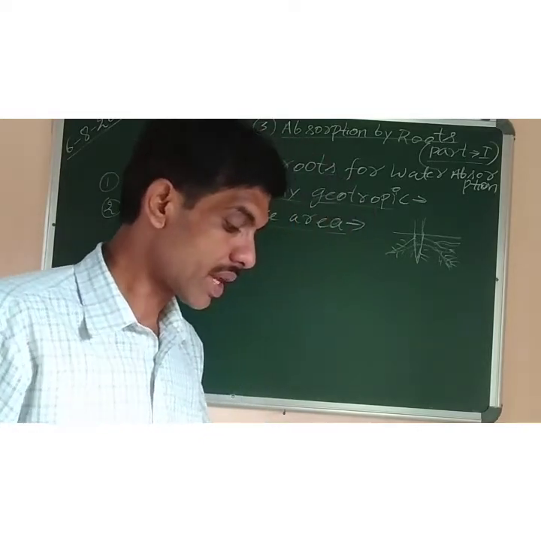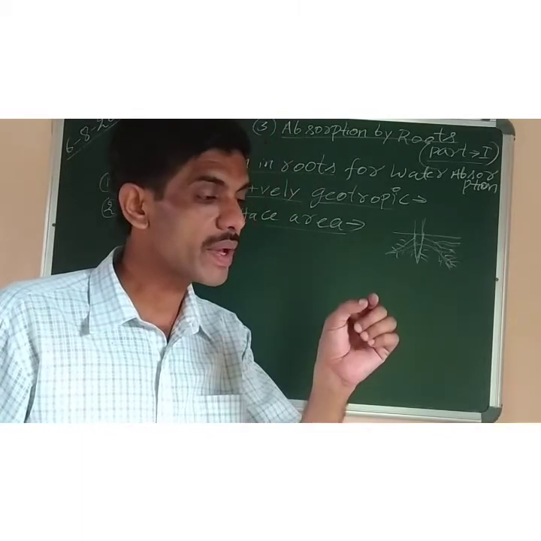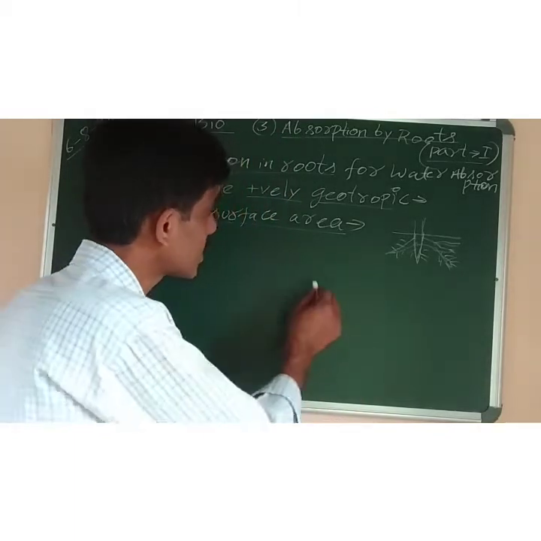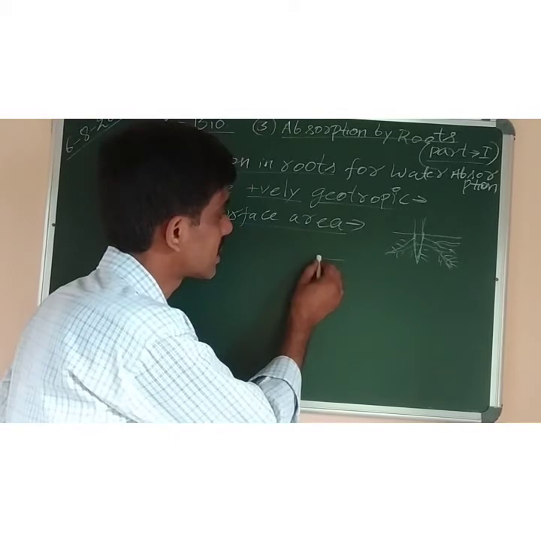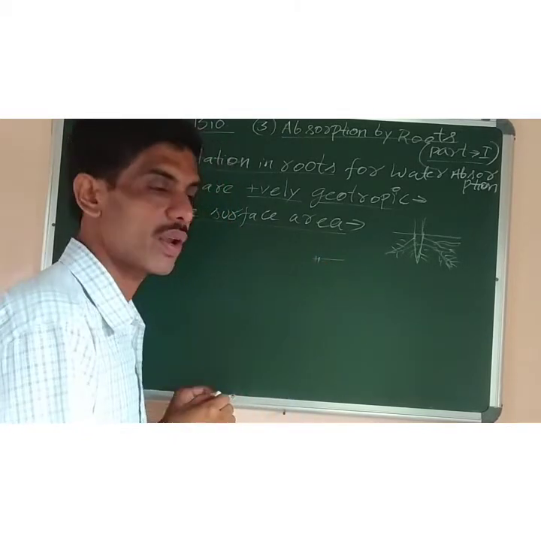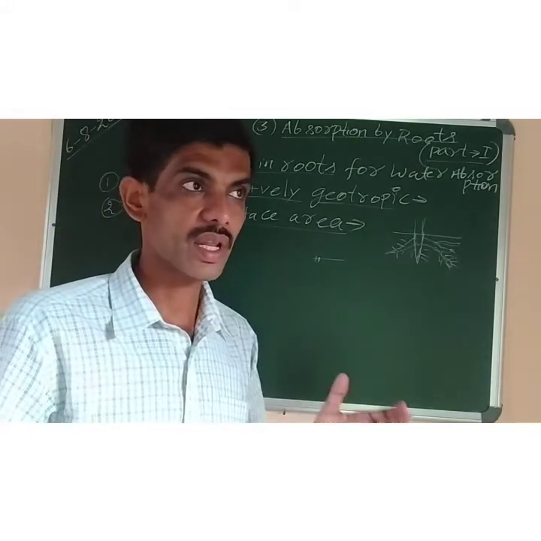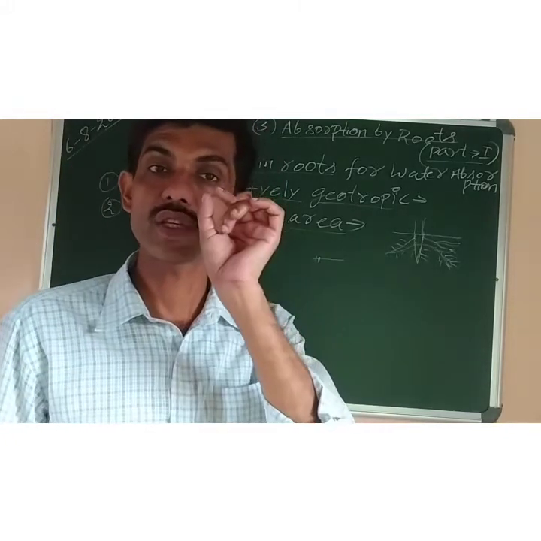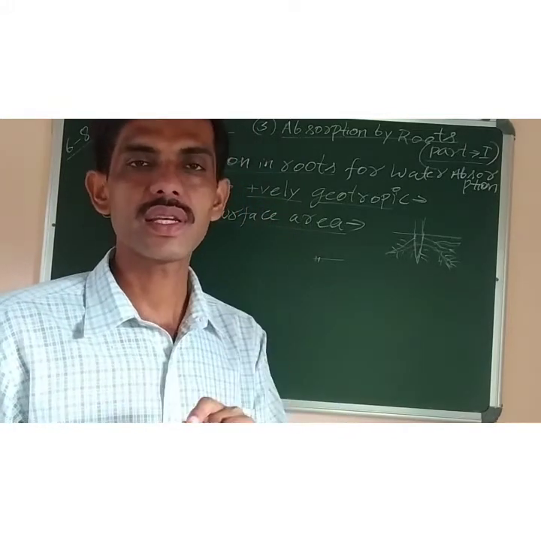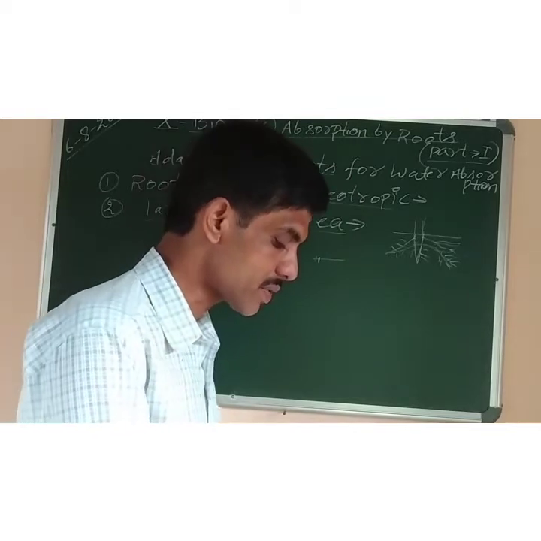Understood now? There are 200 root hairs per square millimeter. So you can imagine 1 square millimeter is such a small space. If you see your scale, 1 millimeter. Within this 1 millimeter area only, 200 root hairs may be present. So such a large number of root hairs in such a small area increases the surface area for the absorption of water and minerals from the soil.